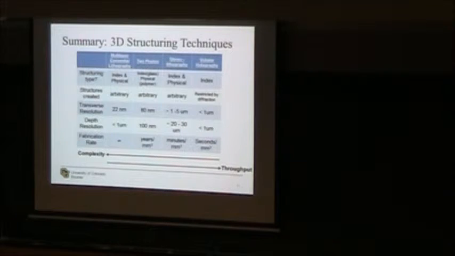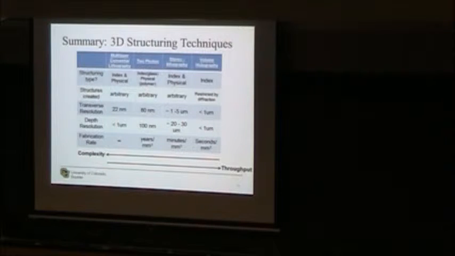So this is just a summary of all those different techniques. And so from this table, you get a feeling for what you give up in order to get complexity. For example, as we move along this direction, we're generally increasing our resolution and complexity. However, as we do that, we're generally decreasing the throughput. As shown right here, we're going from around seconds per millimeter cubed to infinity because it's never really been done before.